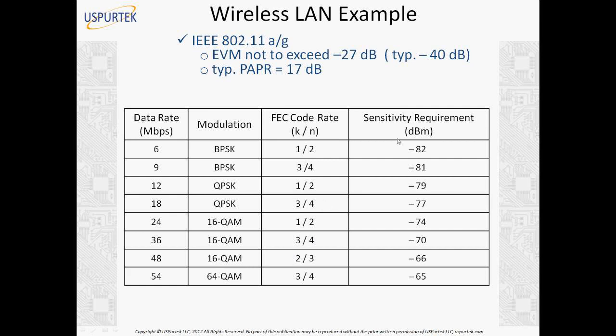So why is that so? You need a stronger signal to support higher megabits per second. Like for 54 megabits per second, you need to have at least -65 dBm signal. For 6 megabits per second, you need only -82 dBm, right? So does it make sense? This is coming from the standard. Every standard will have this type of specification if you look at the specification document.